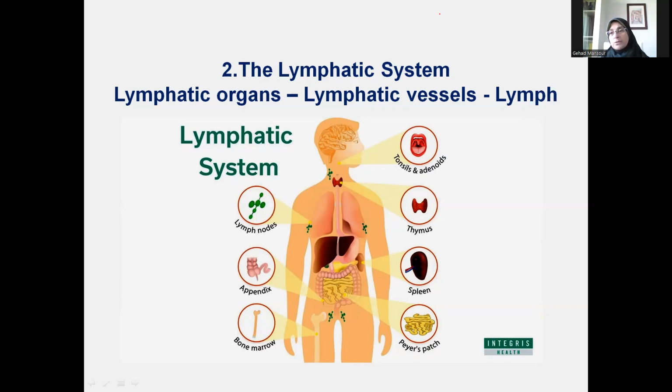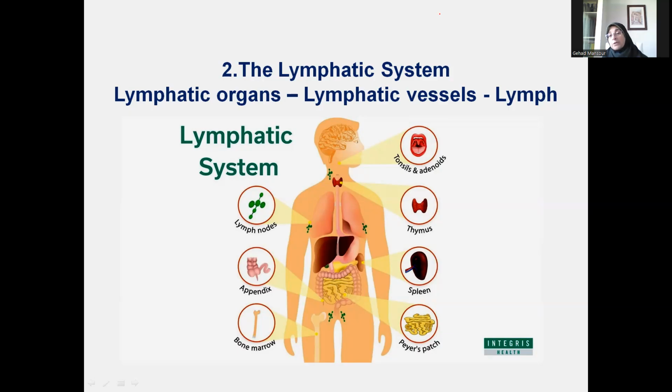The second question that you might encounter on the test related to this slide is the components of the lymphatic system itself. So what does the lymphatic system consist of? It consists of lymphatic organs, lymphatic vessels and lymph nodes, or we would say more accurately that it consists of lymphatic organs, lymph nodes, and in between them, we have the lymphatic vessels.